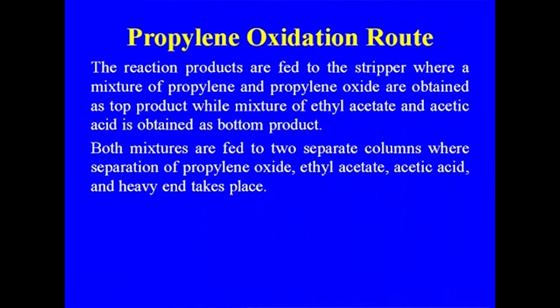The reaction products from the reactor in the case of propylene oxidation are fed to the stripper, where a mixture of propylene and propylene oxide is obtained as top product, while a mixture with ethyl acetate and acetic acid is obtained as bottom product. Both mixtures are then fed to two separate columns, where separation of the propylene oxide, ethyl acetate, acetic acid and heavy ends takes place. So, this is the process which we are using for the manufacture of propylene oxide from the propylene route.